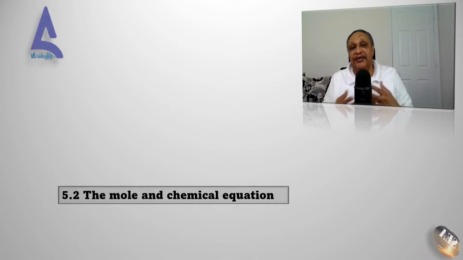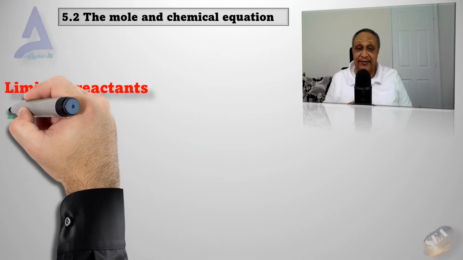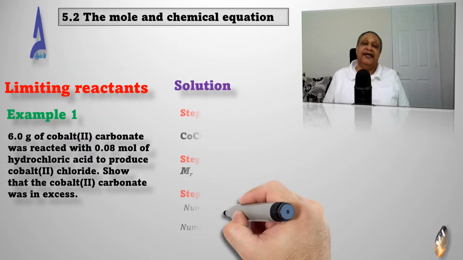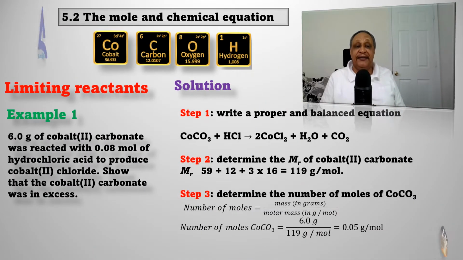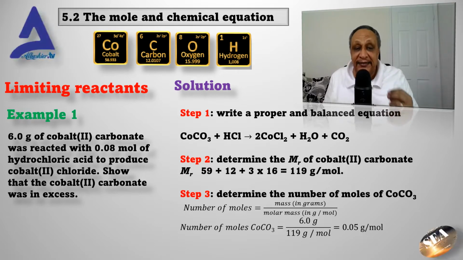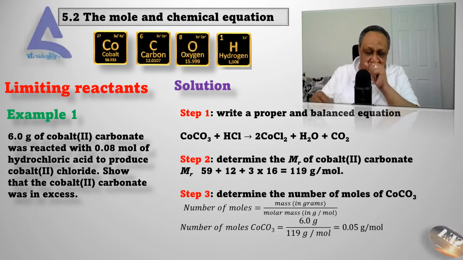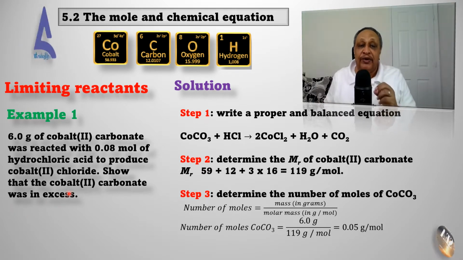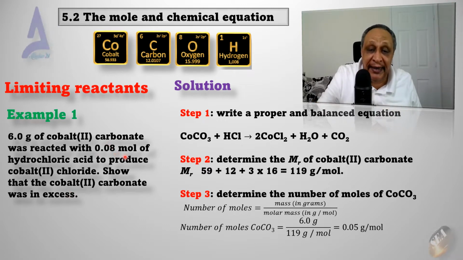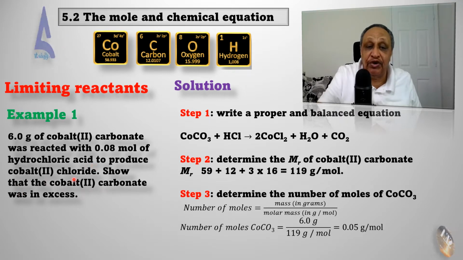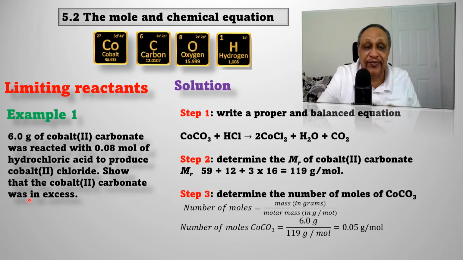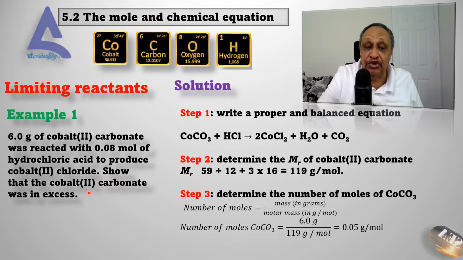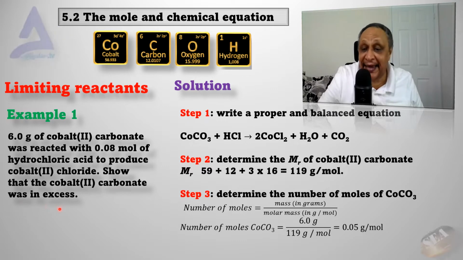Let us try an example to understand how we can make a chemical recipe, like making a food recipe. So our example says: 6 grams of copper(II) carbonate reacted with 0.08 mole of hydrochloric acid to produce copper(II) chloride. Show that the copper(II) carbonate was in excess.